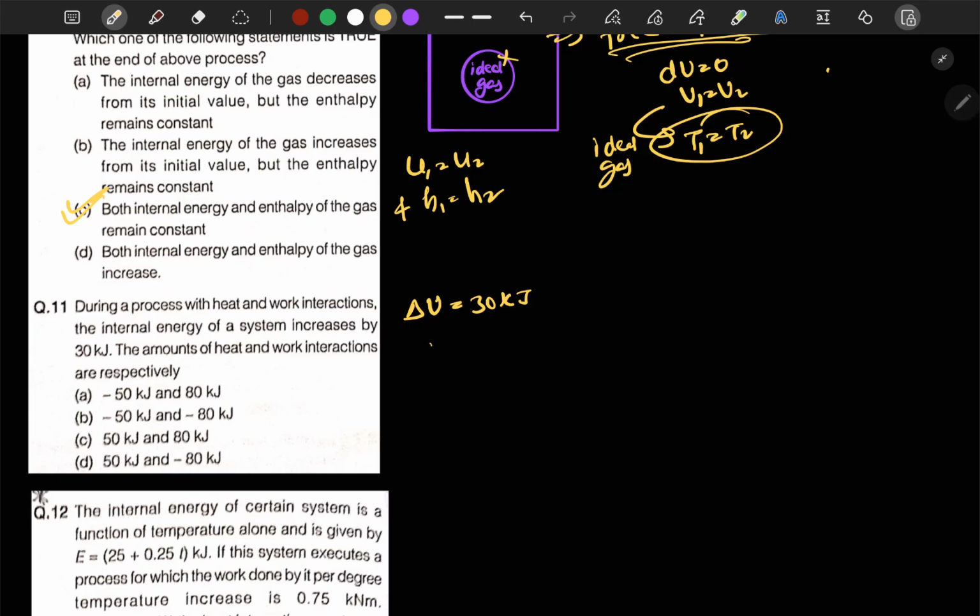So from the first law we can write Q is equal to delta U plus W. Okay, now we can write delta U is equal to Q minus W. So we have to check all the options such that if we subtract Q minus W, we should get 30. Okay, so let's say this is heat and work. So these are values for Q and these are values for W. We have to do Q minus W, and if we do this, we will get the correct answer. Okay, so we get the answer B.